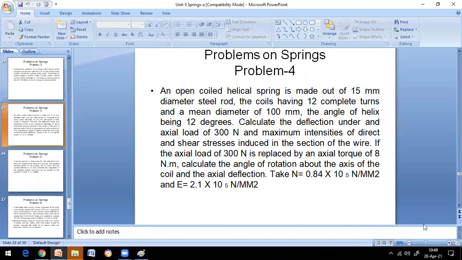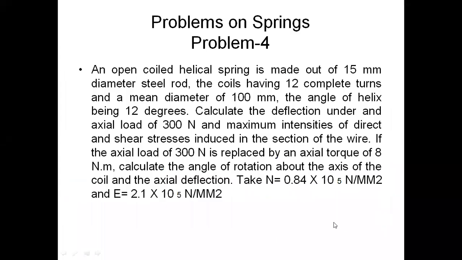Okay, note down this. Fourth problem. Till now we have solved problems on closed coil helical spring. So this is the problem on open coil. We'll do one problem on each method. Note down this problem. An open coiled helical spring is made up of 15 diameter steel rod. The coils having 12 complete turns and a mean diameter of 100. The angle of helix being 12 degrees.